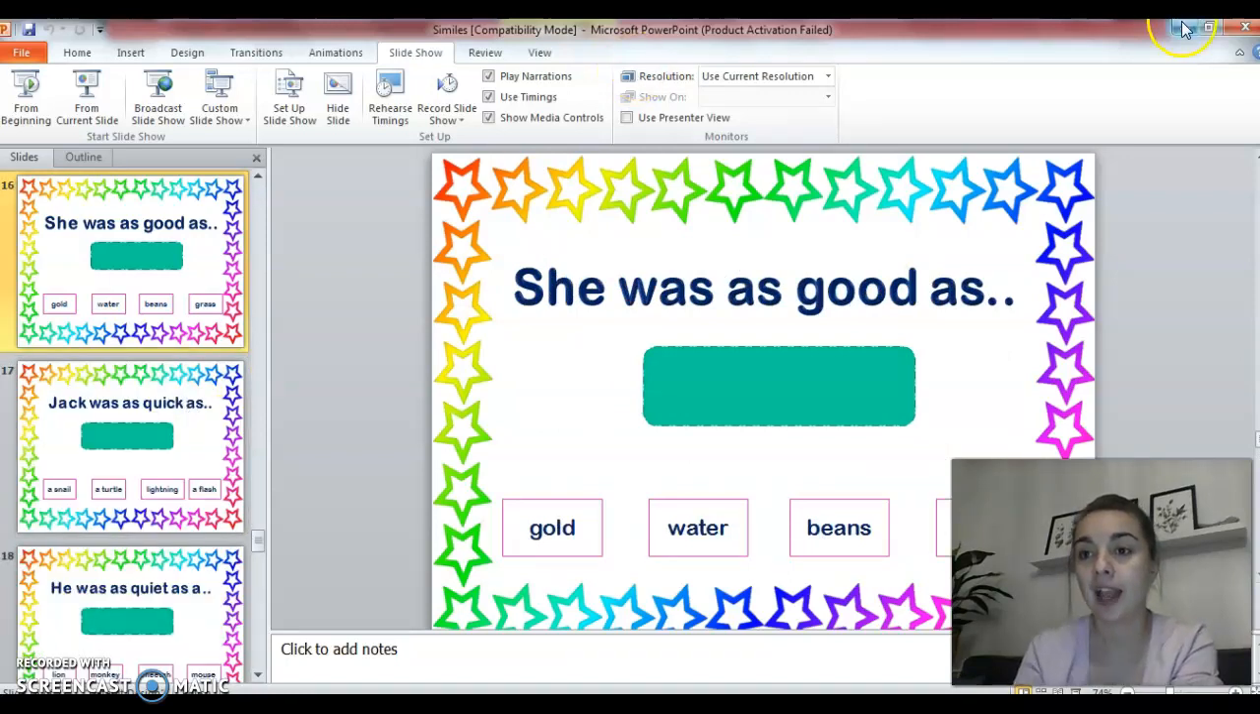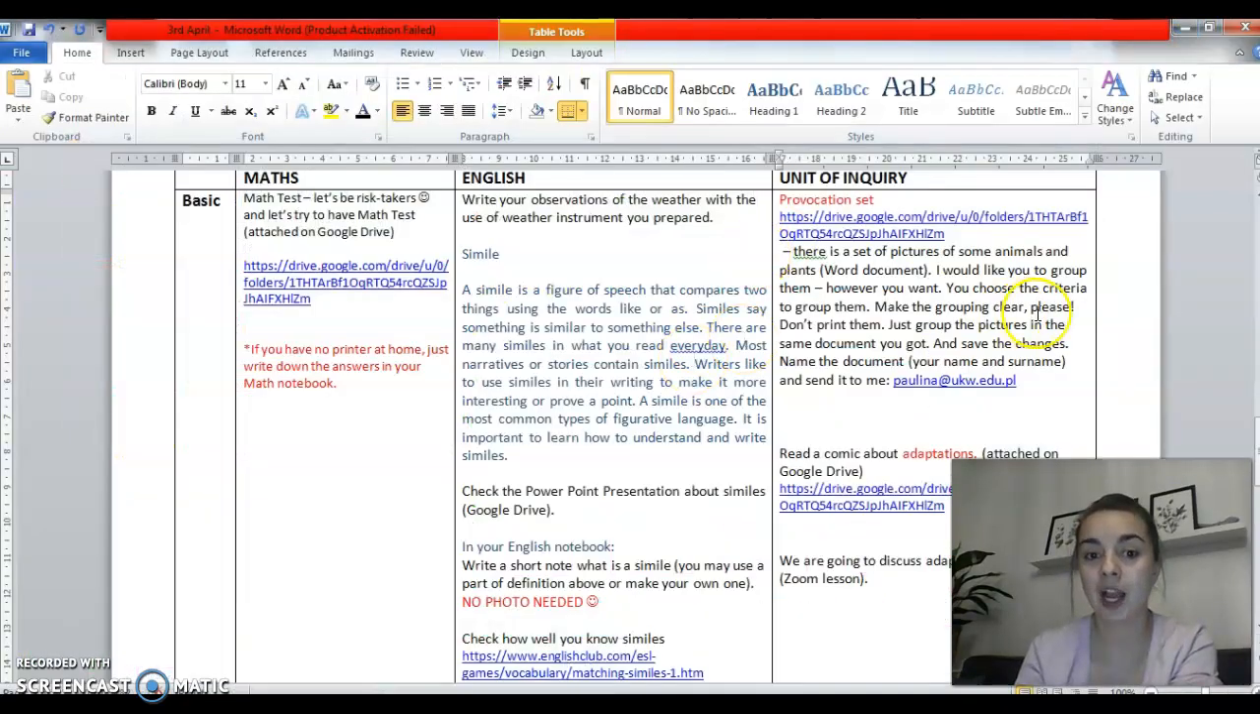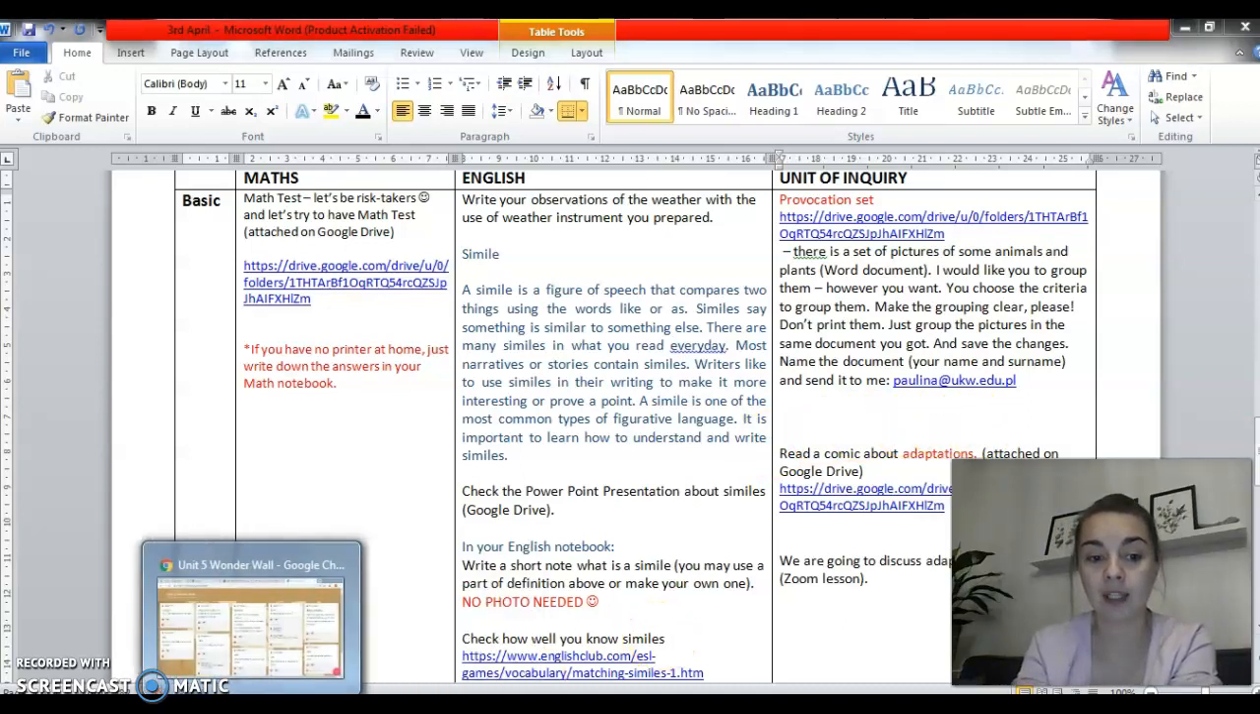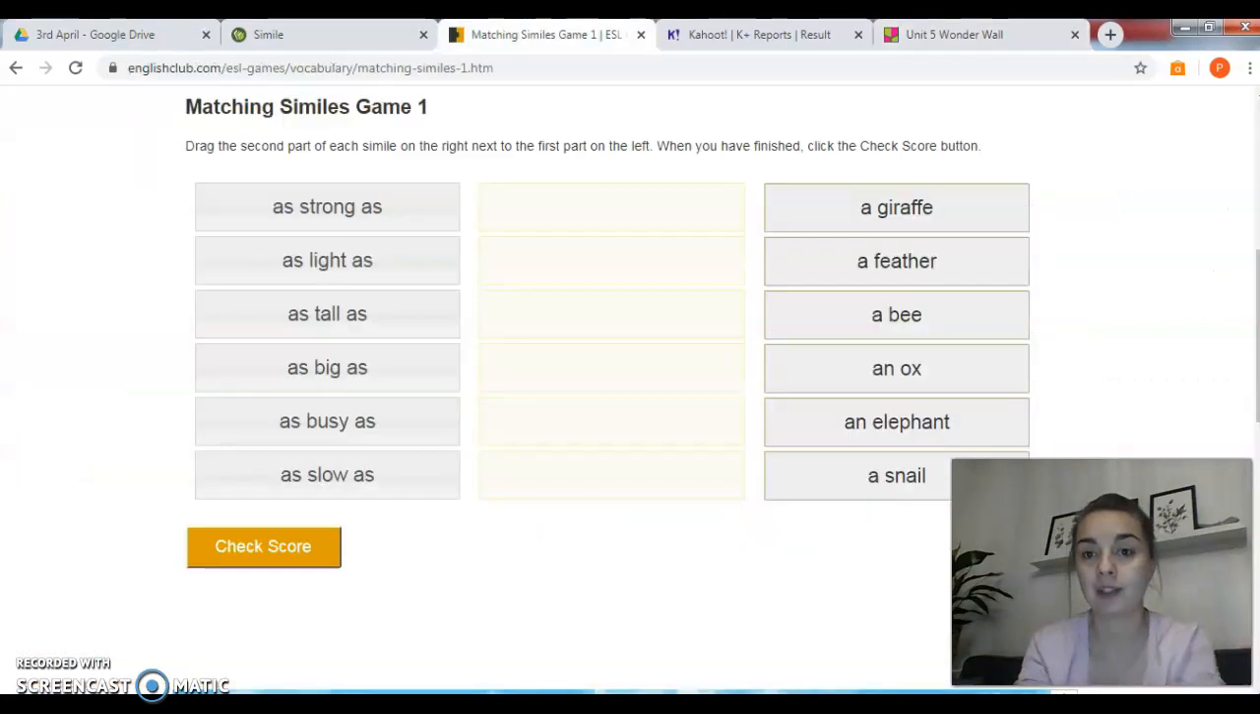To answer. And then in your English notebooks, I would like you to write your definition. What is a simile? You can use the definition which I added here, like a part of it, or the base, you may read what's in the PowerPoint presentation and just write 1 or 2 sentences about simile. What is it? What's the function of it? Okay? And that's it. And then there are some games as well, online games, in which you may practice.